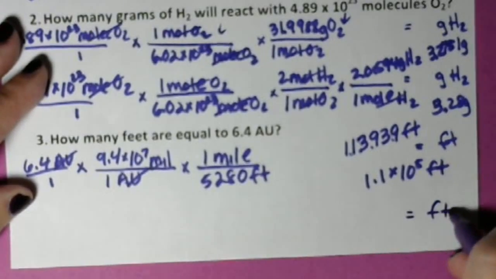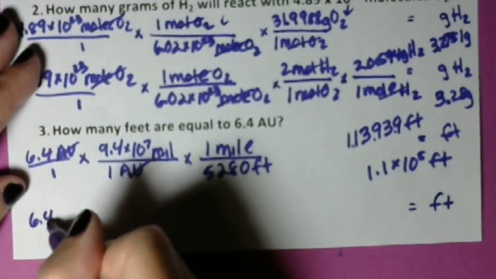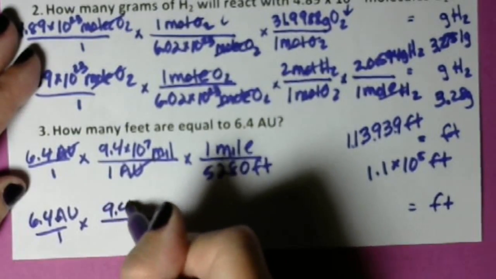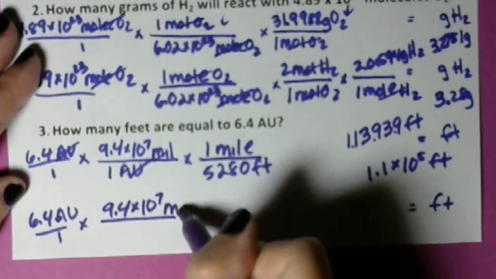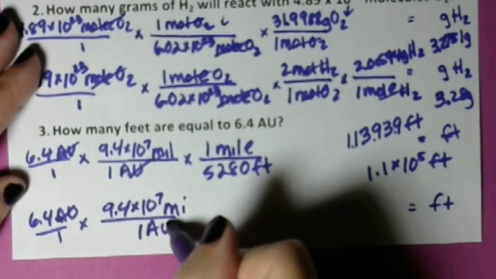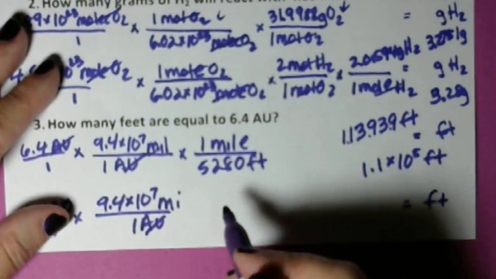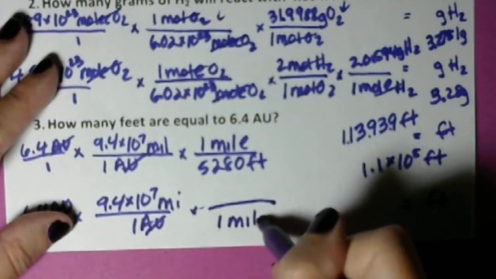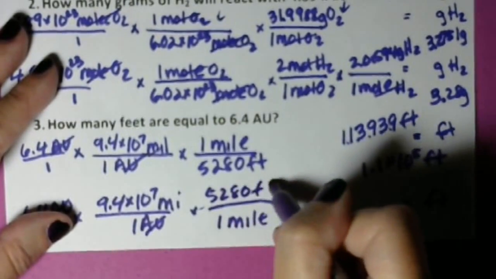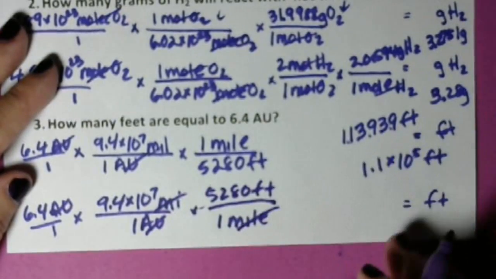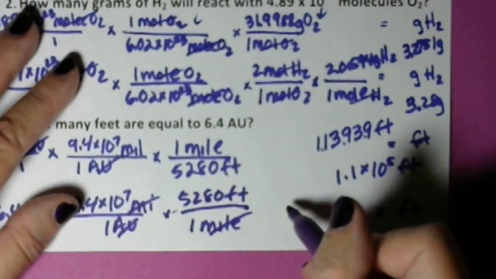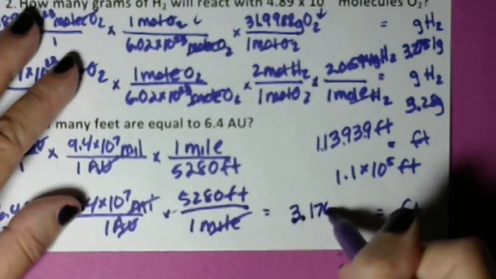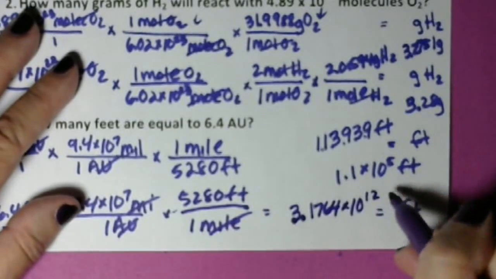Start over, feet over here, 6.4 AU over here. Multiply that by the same thing we did before, 10 to the 7th miles in 1 AU. But I'm going to slow down just for a second and go, here's my equivalency, but I put it in the wrong spot. So the miles should have gone on the bottom, 5,280. Feet go on top. Now my units cancel, and I get out my calculator, and I get 3.1764 times 10 to the 12th feet.